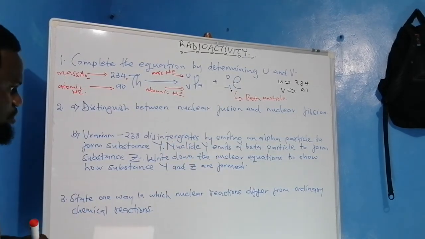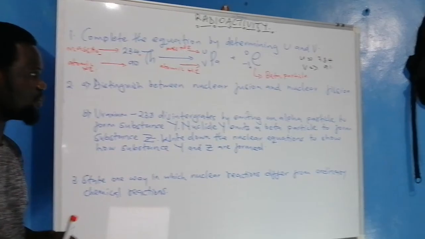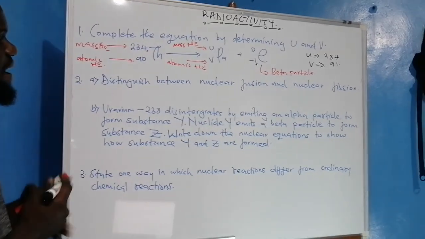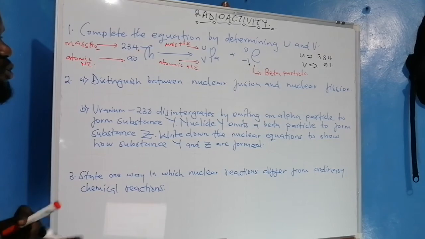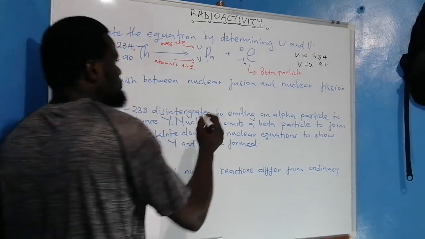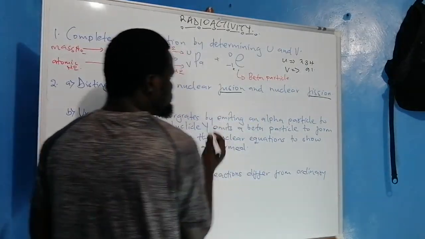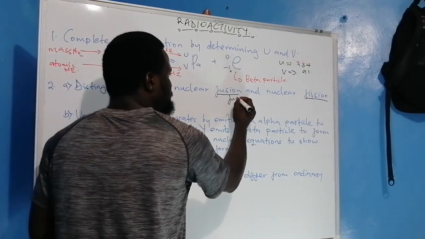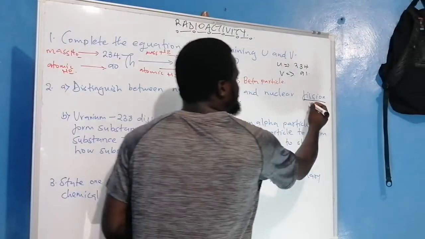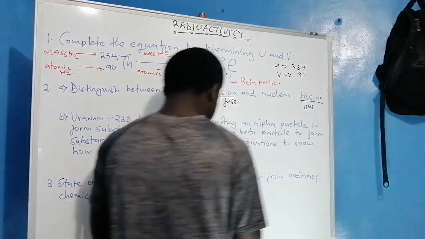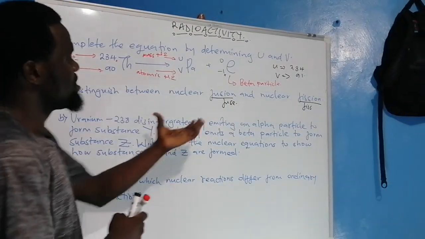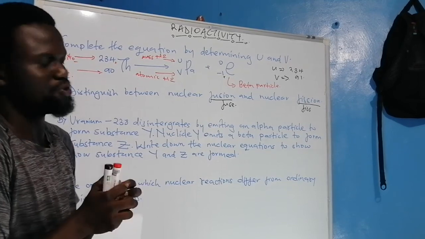Now let's go to the next question. We're asked a very simple one. Distinguish between nuclear fusion and nuclear fission. Now, from the words fusion and fission, fusion comes from the word fuse, and fission comes from the word fizz. Now, what do I mean by fuse? Fuse is to come together.